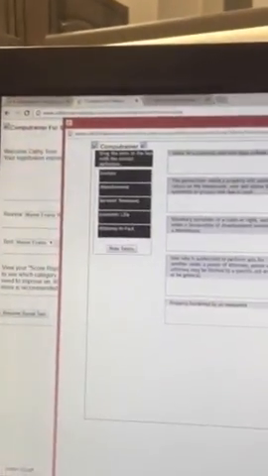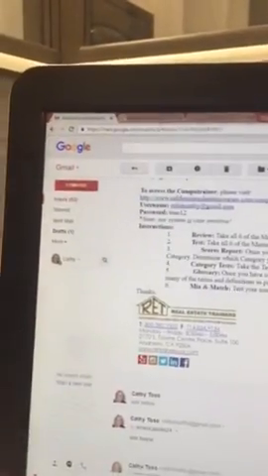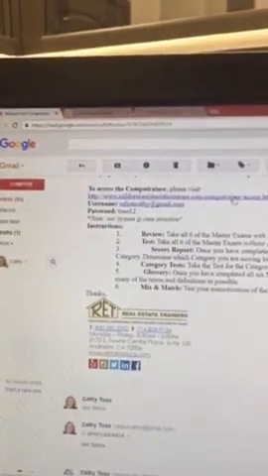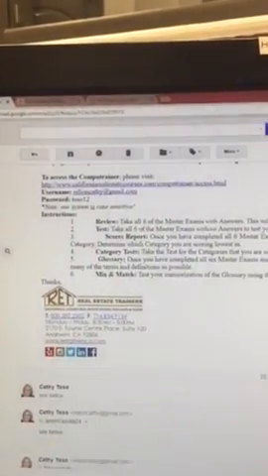Okay, so you log into the thing. You log in right here. All right. And then you have to put in this login and password. And then it's going to bring you to this screen here. Okay.